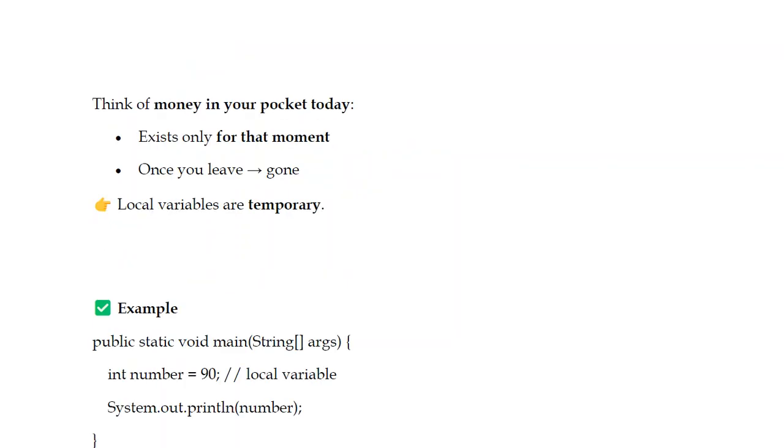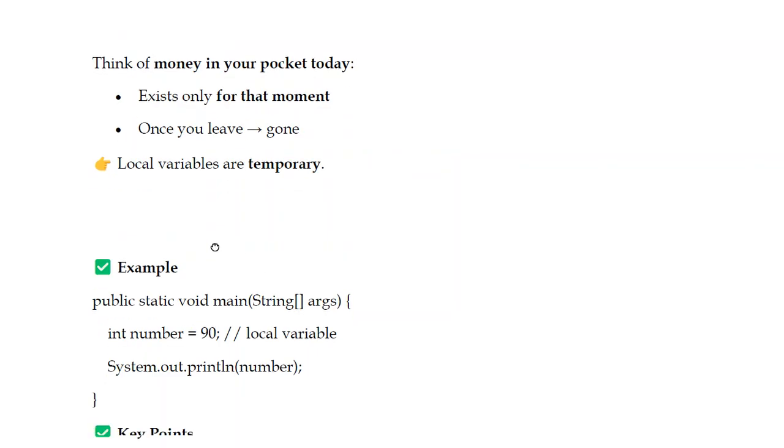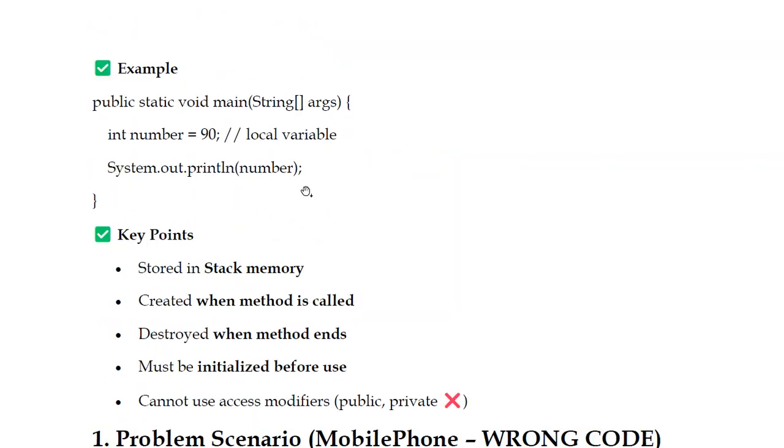Real-time analogy: if you take money in your pocket today, it exists only for that moment. We can't give a guarantee that the next day it will still be there, it may be gone. That is a temporary one. Likewise, here also this is a temporary one.